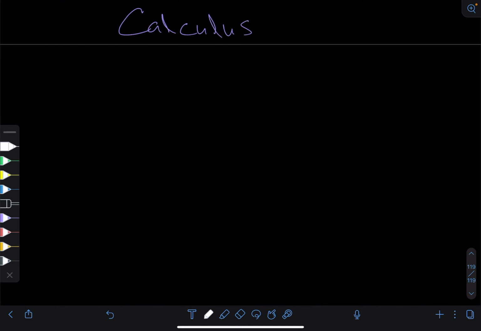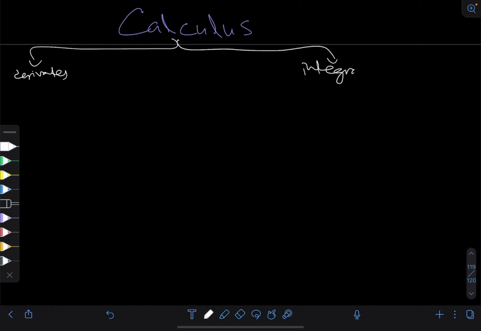Hello, welcome back. Let's take a look at calculus now. So, when we say calculus, we really mean two things. We mean the derivatives and we mean the integrals, right? And these aren't really two very separate things. I mean, they are separate things, but they revolve around the same idea. And in fact, they are opposites of each other, or they are inverses of each other, right?